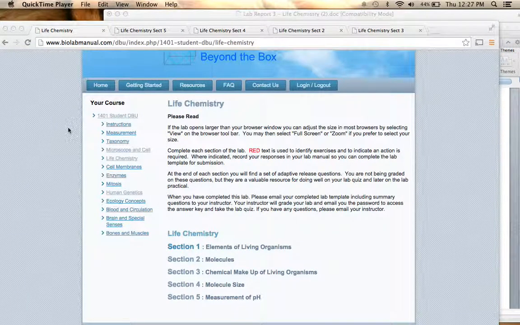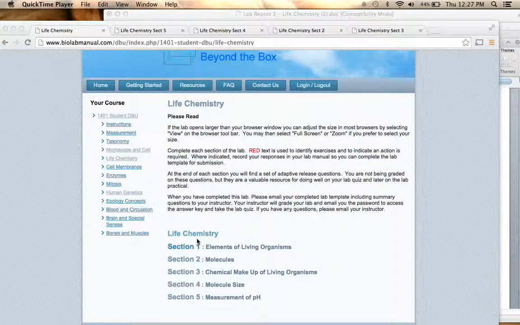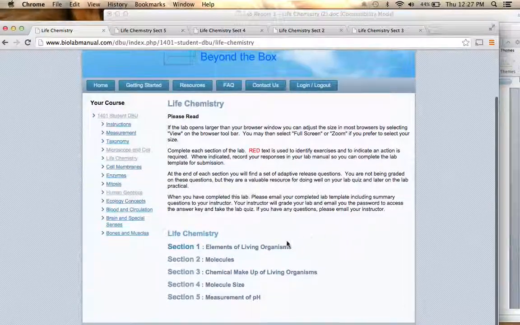The lab this week is on life chemistry. It is divided into 5 different sections. You will need to work through all of them. The first section doesn't have any questions that you have to answer over it. It's primarily a review of what elements and atoms are, but you should go through that because it'll help you as you answer the further questions in sections 2 and 3.